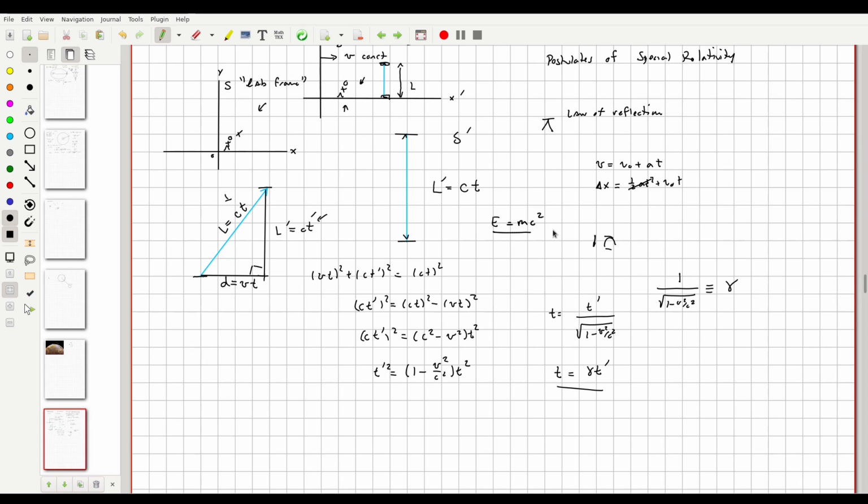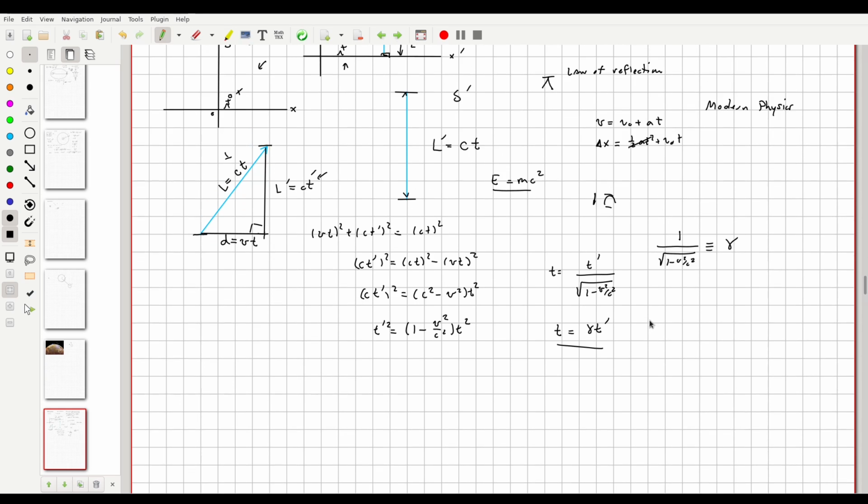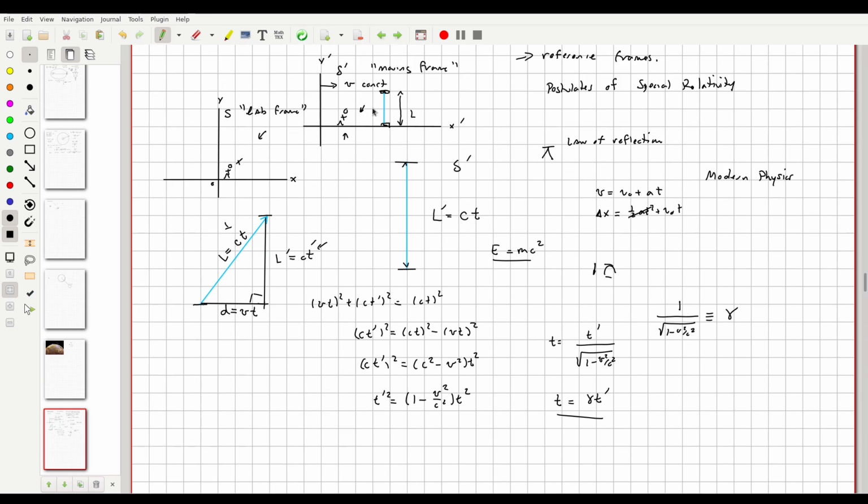Now, I'm not going to derive this. If you're genuinely interested in learning about special relativity and some of the consequences of this stuff, take a class called Modern Physics. It's typically taught after university physics too. Now, what this means is that when you have two frames like this that are different, you can't rely upon time being the same.